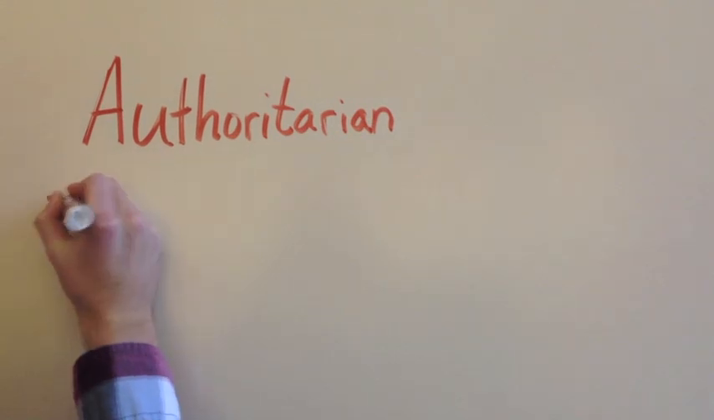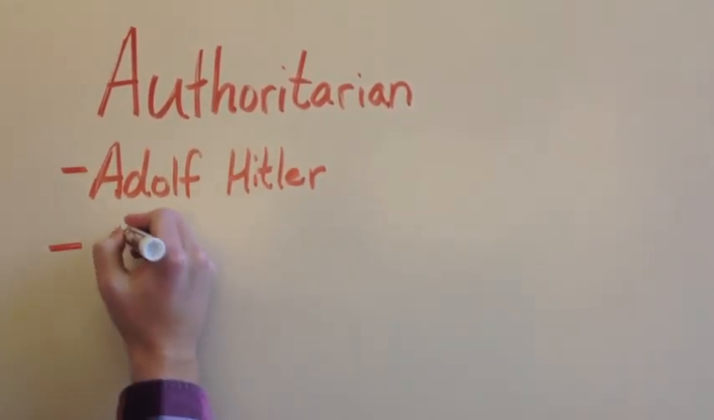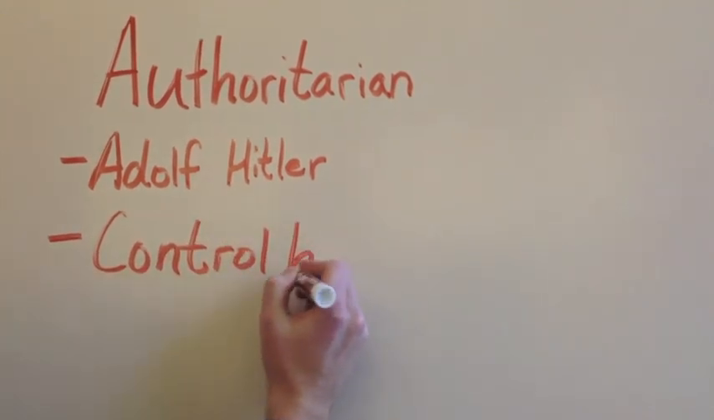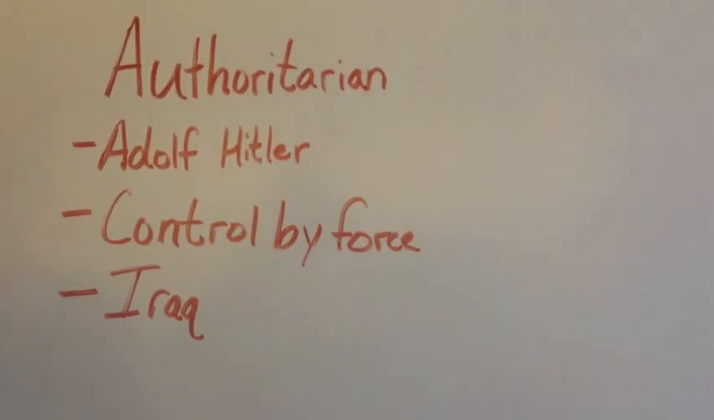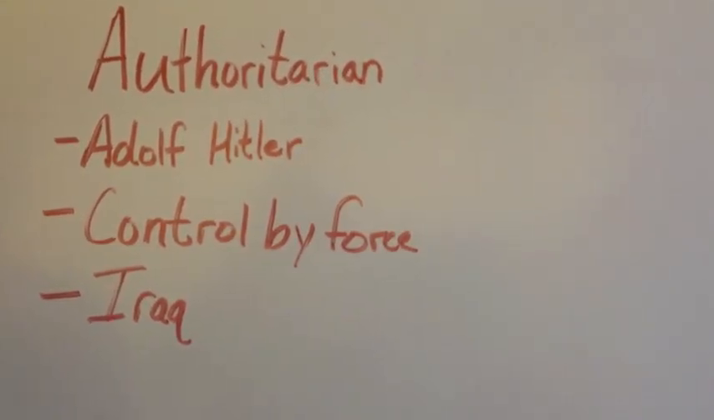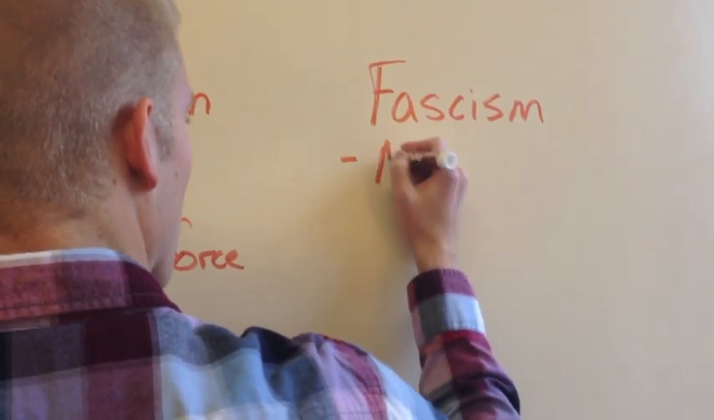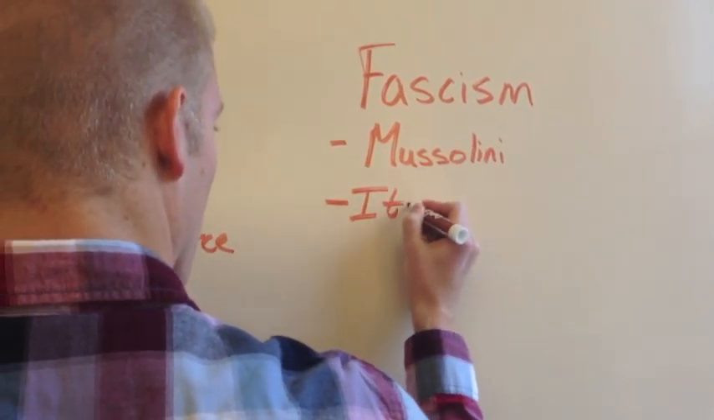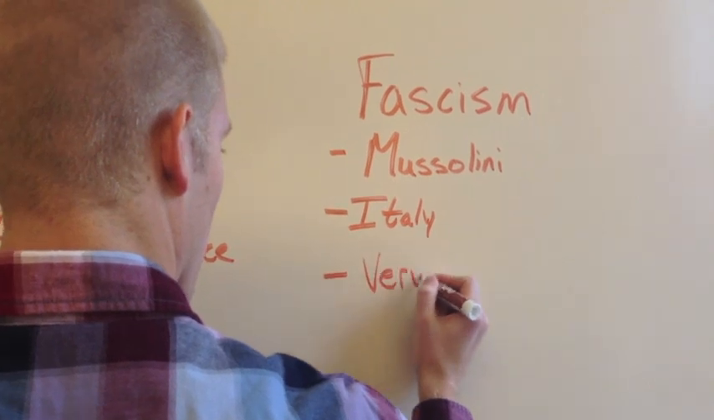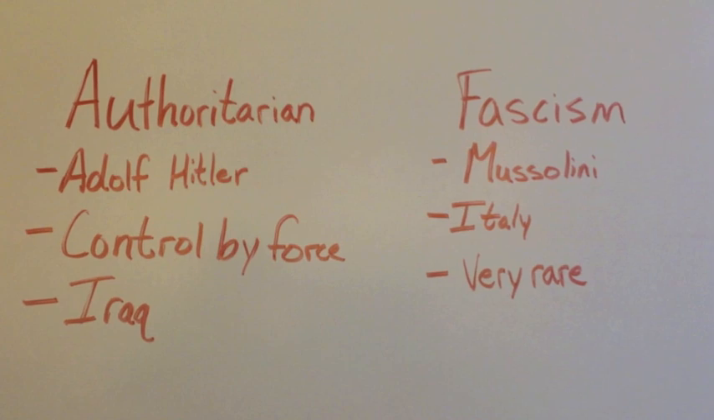The most famous authoritarian government was led by Adolf Hitler. Adolf Hitler was a dictator who held control by force in his country of Germany. It is currently present in Iraq. Fascism is a type of government that was led by Mussolini in the middle of the 20th century. It was present in Italy and it sought to unify a state, but it is extremely rare today.